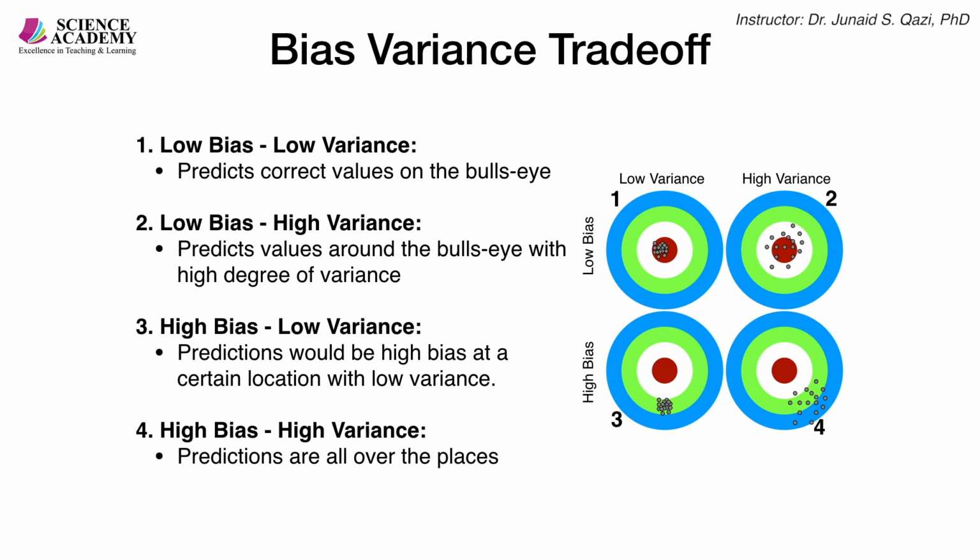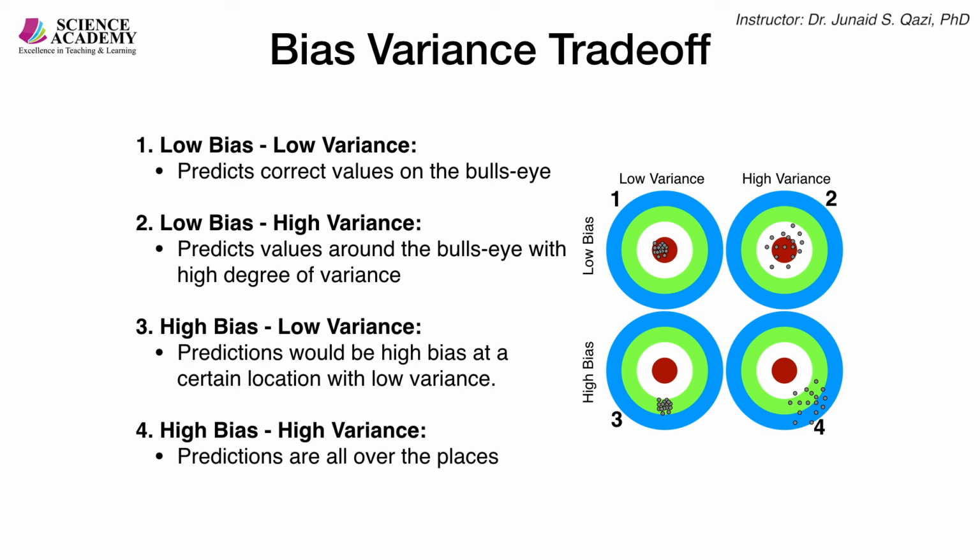Let's have a little deeper look at this plot. On board 1, we have low bias and low variance. If we see our predictions, all the points are somewhere at the red spot. So we can say our model is performing very well. On the other hand, if we look at board 2, where we have low bias and high variance, the predicted values are around the bull's eye with a high degree of variance.